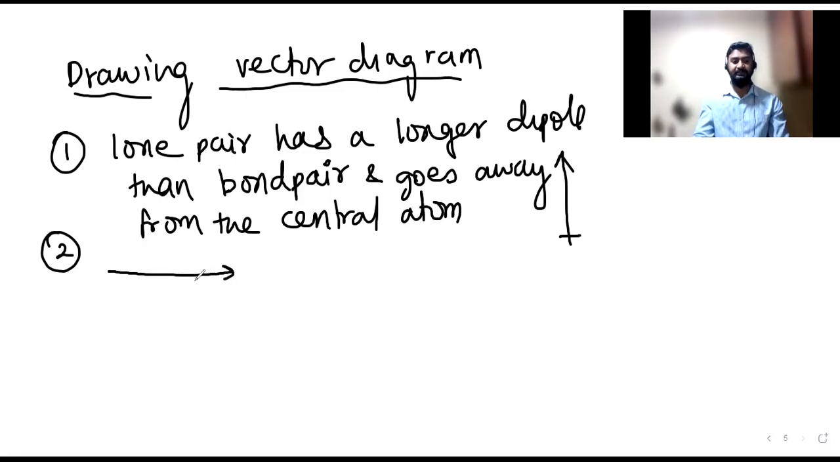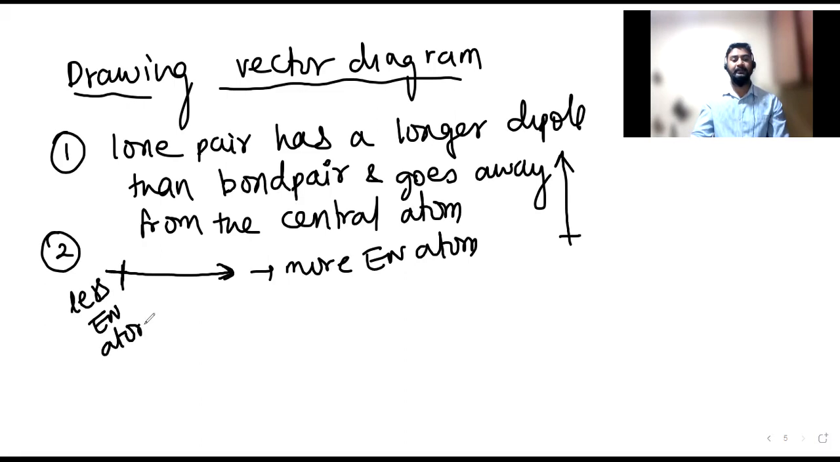Point number 2, the head of the arrow goes to the more electronegative atom, and the tail goes to the less electronegative atom. So the head, more electronegative; tail, less electronegative. That's how we can find it. Third one, you have to draw the vector diagram and you can shift it. Since it's the vector concept, you can shift it.